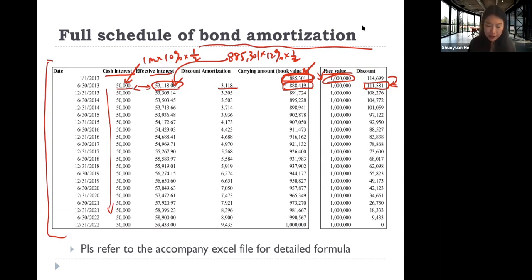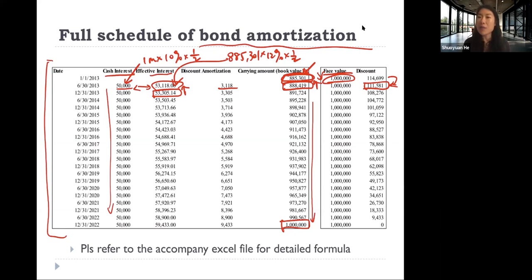And then after another half a year, the second time you calculate your effective interest rate, this number is going to go up because your net book value goes up. And then you repeat this process for 10 years. At the end, the carrying amount of your bond investment is going to be equal to your face value, which is 1 million. So if you hold this bond until maturity, the carrying amount of the bond will be exactly equal to the face value of the bond.